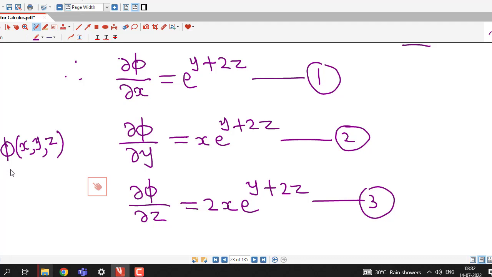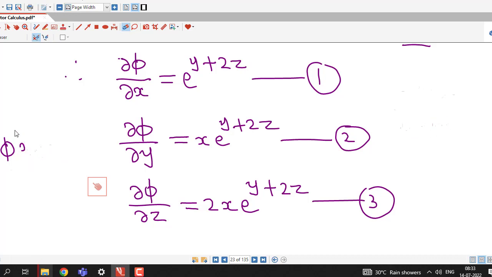And we have derivatives of this function with respect to x, y, z, which are partial derivatives. So if I want to obtain function phi using equation 1, here I have the partial derivative with respect to x. So to obtain phi, I have to integrate del phi by del x with respect to x, and at that time I will consider y and z as constants. Similarly, if I want to use equation 2 to write down scalar function phi, I have to integrate with respect to y partially, considering x and z as constant. And if we start with equation 3, we have to integrate with respect to z, considering x and y as constant.